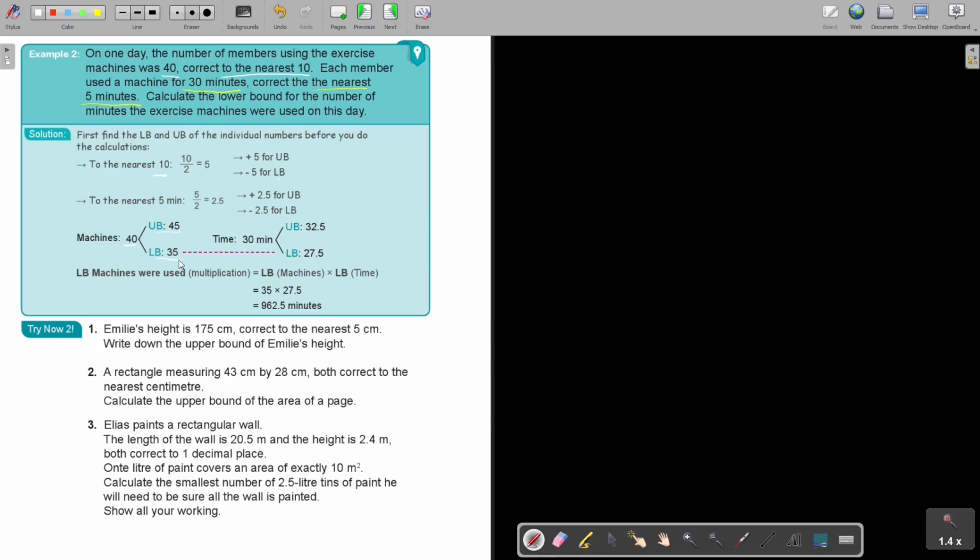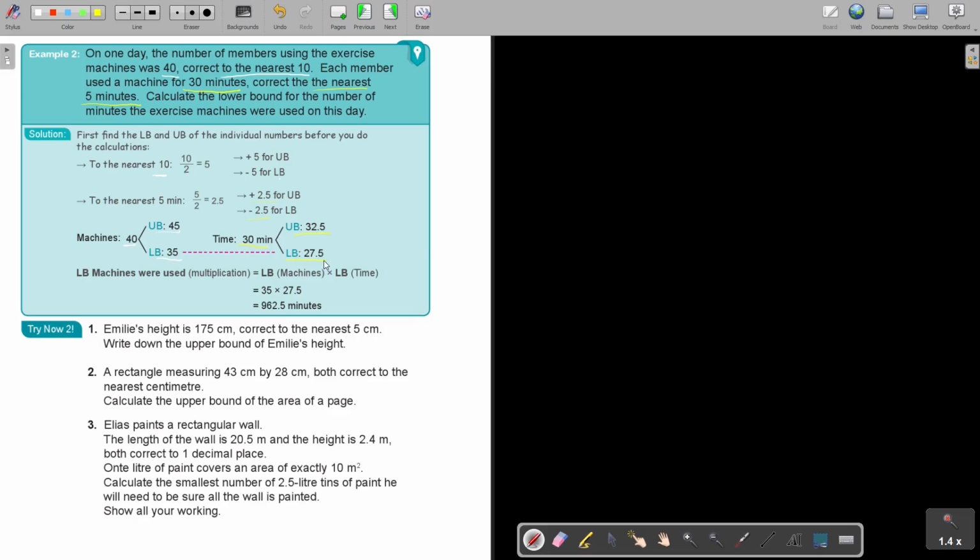And then the other one was 30 minutes, the yellow one. So now in this case, it's to the nearest 5. So I always divide by 2. So take that 5, divide 2, I get 2.5. So now I will add 2.5 and I will subtract 2.5. So if I add 2.5, I get this for the upper. And if I subtract, I get this for the lower bound.